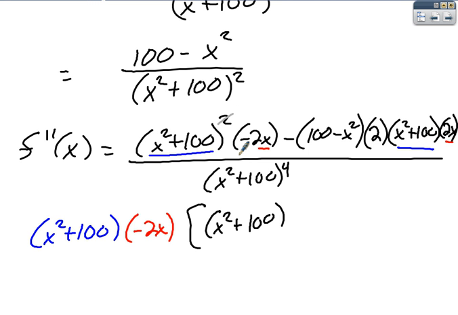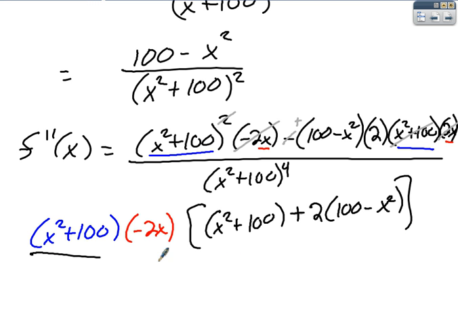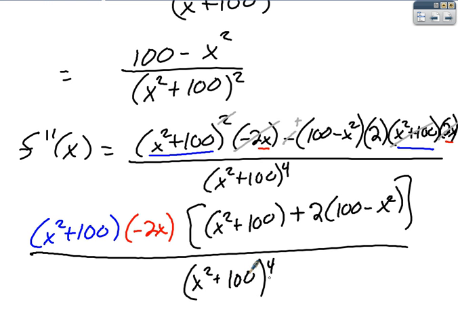Now what about from the second term? I took away the minus, making that a plus, 2x, and I also took this guy away when I factored all that stuff out front. So I'm left with 2 times 100 minus x squared, plus 2 times 100 minus x squared, all divided by x squared plus 100 to the fourth. And it looks like I can do a little canceling there.